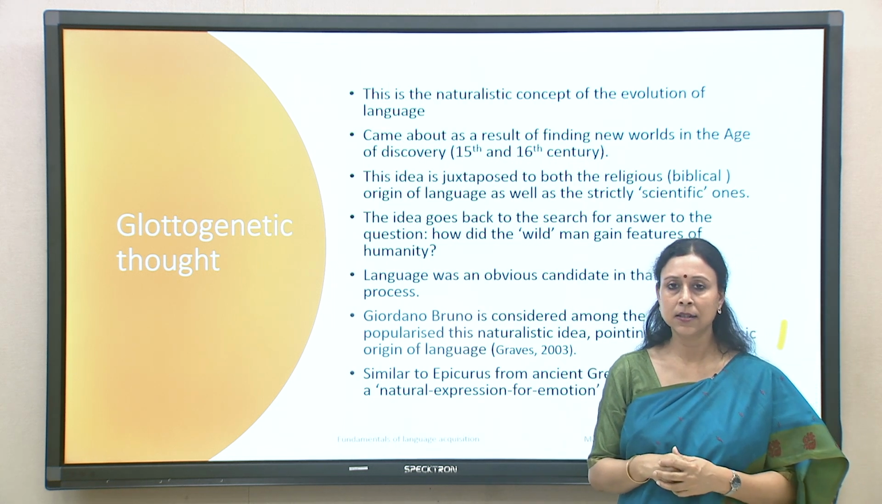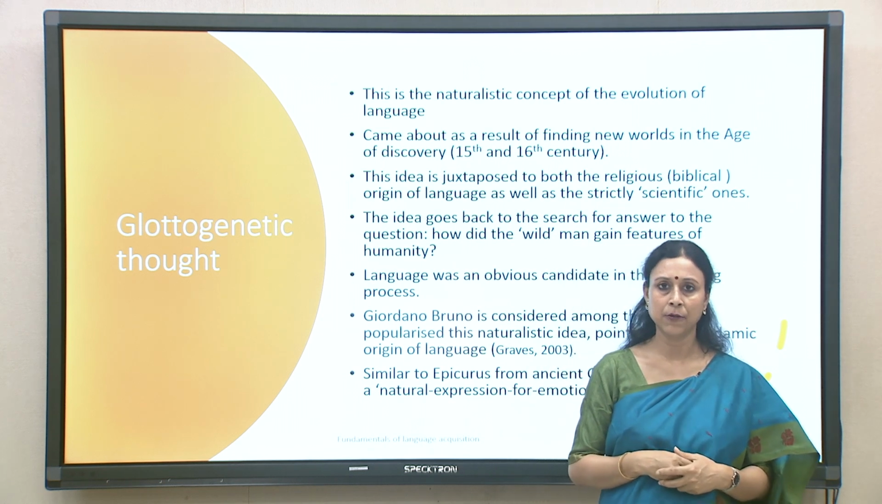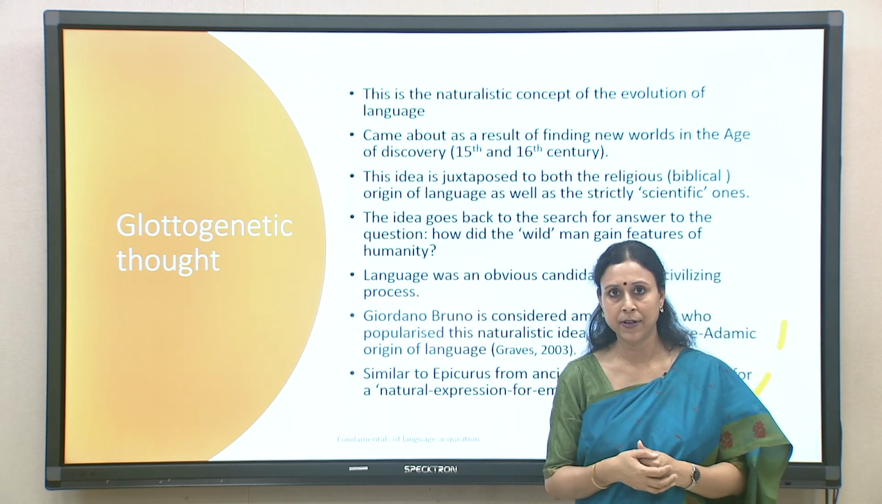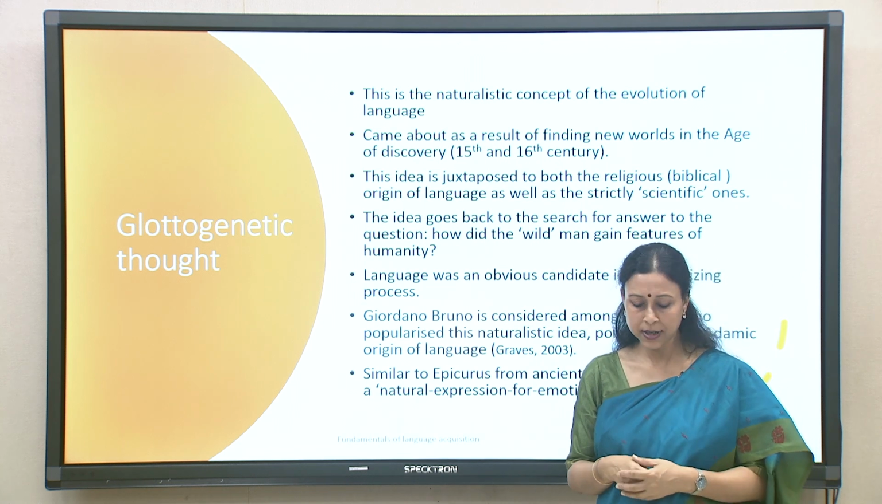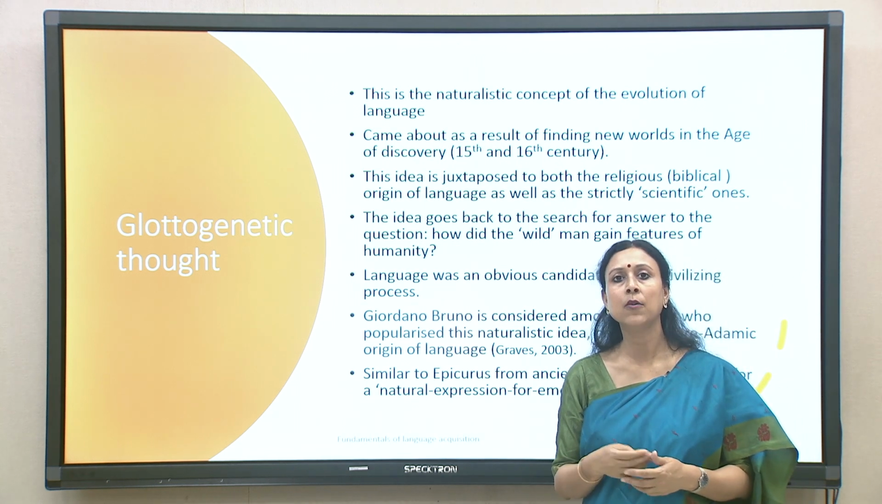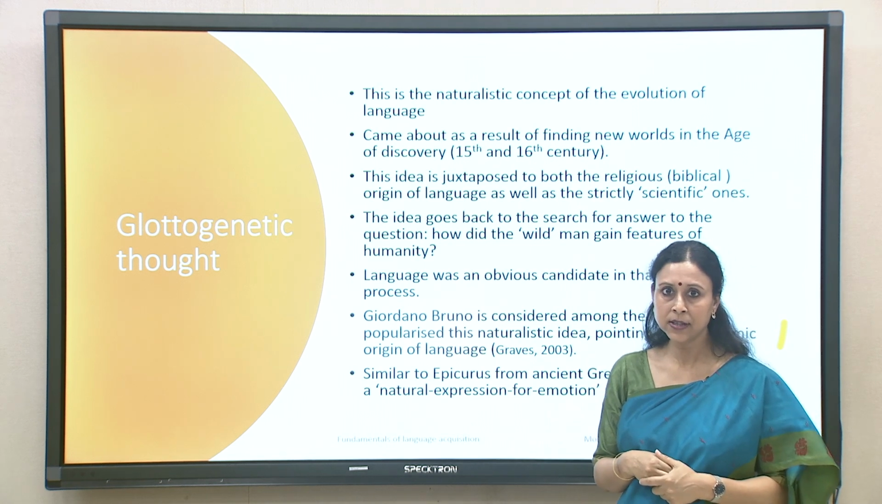This idea takes us to the naturalistic concept of the evolution of language. Naturally, what would have happened? If you are left without any human interaction, how will you learn language? That was the question behind the glottogenetic thought.